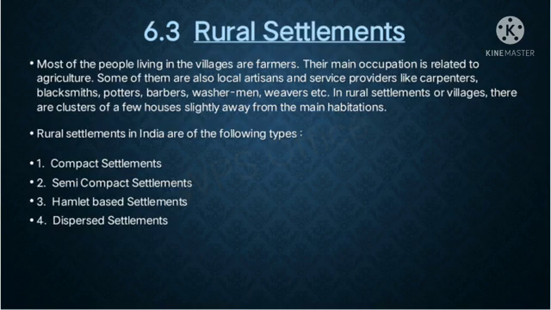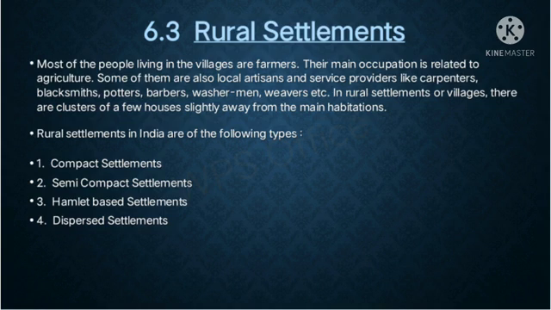Our next topic is rural settlements. Most of the people living in the villages are farmers. Their main occupation is related to agriculture. Some of them are also local artisans and service providers like carpenters, blacksmiths, potters, barbers, washermen, weavers, etc. In rural settlements or villages, there are clusters of a few houses slightly away from the main habitations.